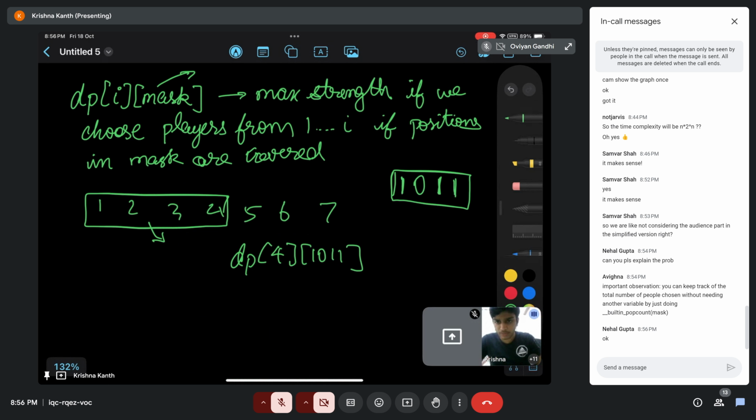So now I'm solving the problem without the audience member part, because then it would just simplify to standard DP. So let's say we are solving for DP 4. So we have the first four people, and remember there is no audience here. We want to place them, and you can place them in any position. And I think the problem is that each position has to be filled.